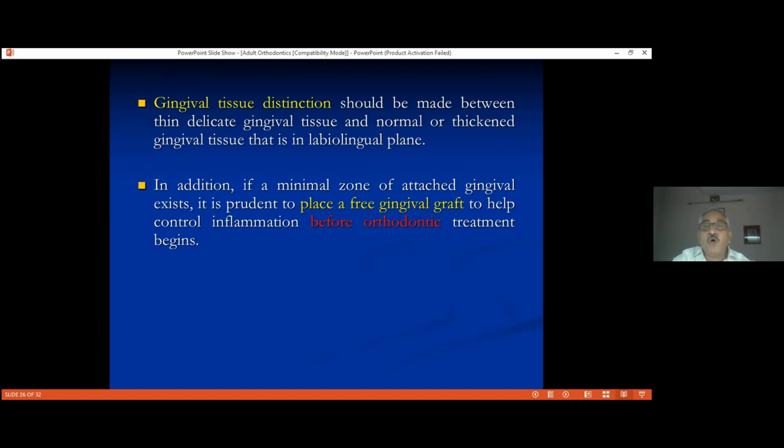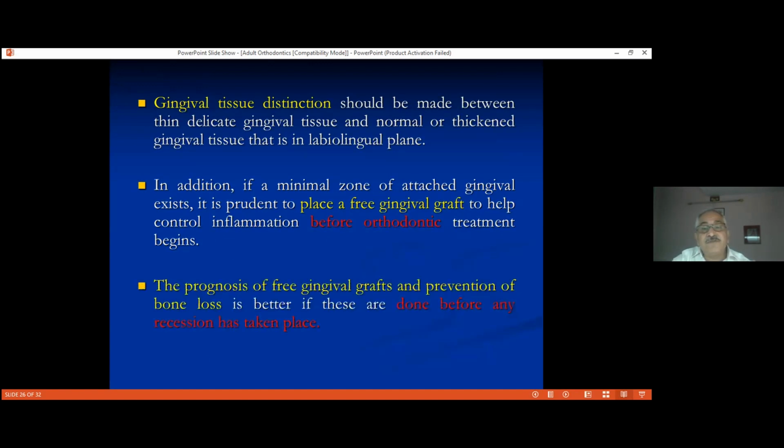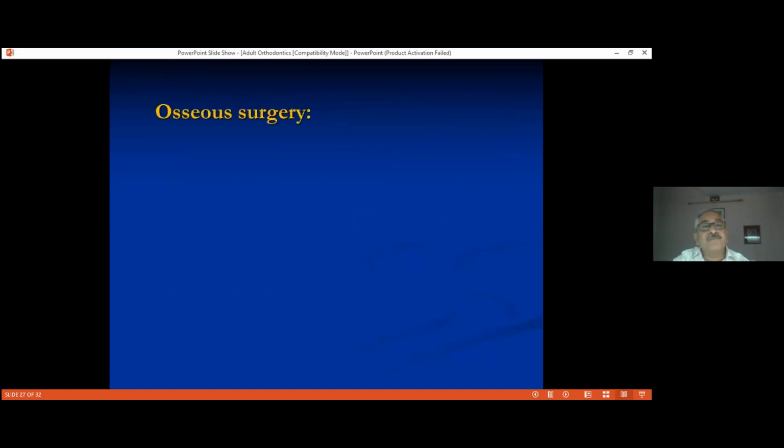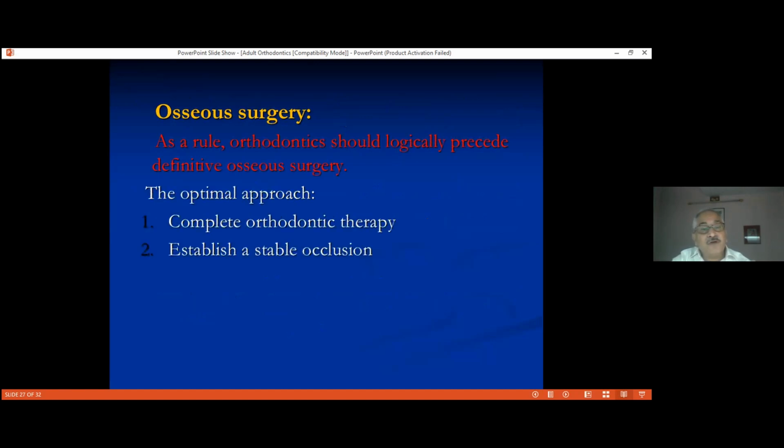Now, this is the pre-orthodontic periodontal surgery which is needed. The prognosis of the free gingival graft and the prevention of bone loss is better if these are done before any recession has taken place. Osseous surgeries. As a rule, orthodontics should logically precede definitive osseous surgeries. The optimal approach: complete orthodontic treatment, establish a stable occlusion, and wait a minimum of 6 months for stabilization of the bone before definitive periodontal procedures are done.